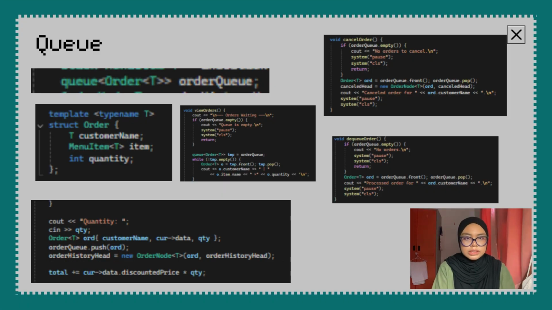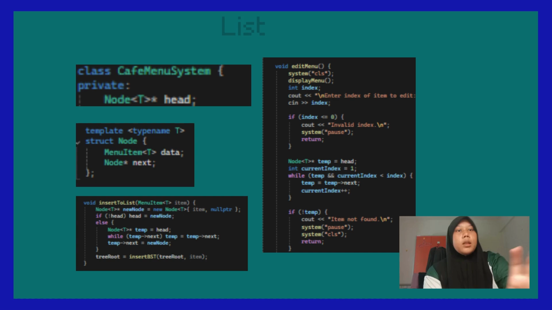We're using a queue for the order system. When the user places an order, we store it in a queue to maintain order of service. We're using the view order function for the queue order, which is for the cashier to serve orders by removing them from the front. With view cancel, the cashier can cancel an order from the first order and move it to the cancel step.